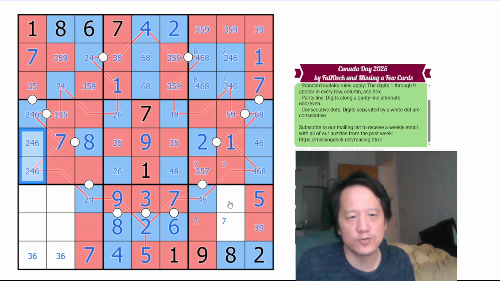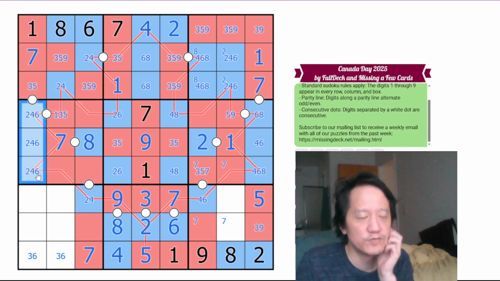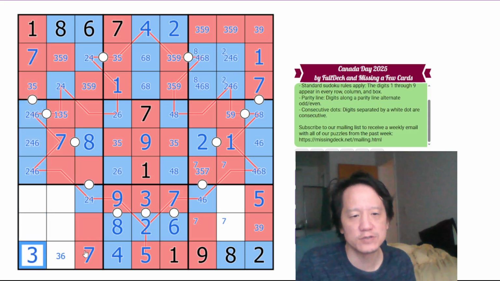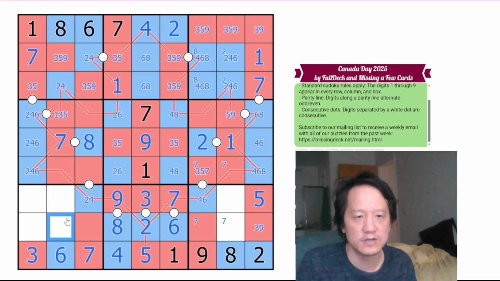These are all 2, 4, and 6, which eliminates 2, 4, and 6 in the rest of the column. This can't be 2, 4, 6, so this is 3, which makes this 6. That's 3 in the corner. We celebrate because we know we're getting close to solving it, and this is odd, and this is even. Well, we need an even here, and it has to be 8.